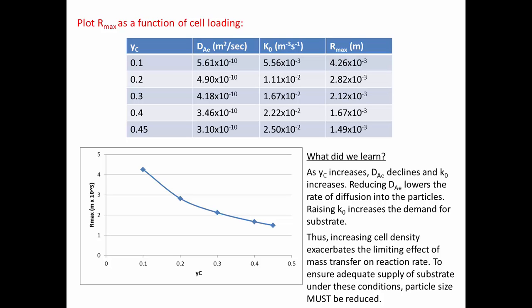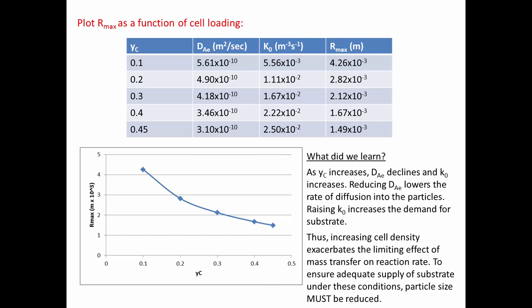So increasing cell density basically exacerbates the limiting effect of mass transfer on reaction rate. And this is not a surprise. The diffusion is going to have to encounter more cells, which is going to cause some sort of impediment to diffusion. We want to have an adequate supply of substrate under these conditions, so the particle size must be reduced in order to keep the supply adequate. If we have too big a particle, we end up with the interior not receiving any substrate, and then no reaction is taking place.